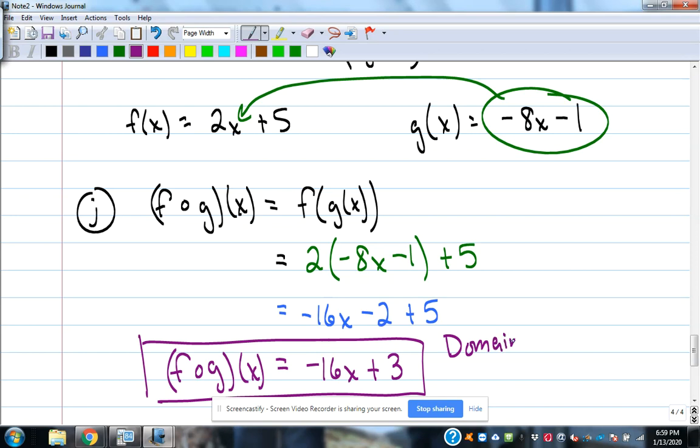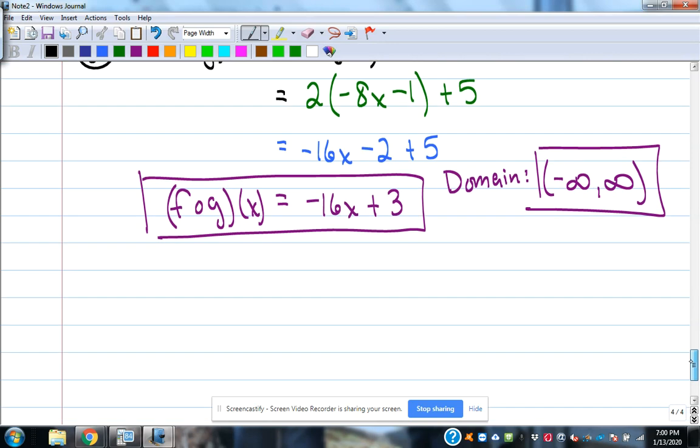What's the domain of that composite function? Are there any red flags? No red flags, no square roots, no x's in the bottom, so we're good. That's all real numbers. So negative infinity, positive infinity. There's our domain. Pretty simple functions to deal with there, but they're going to get tougher, so just bear with me.